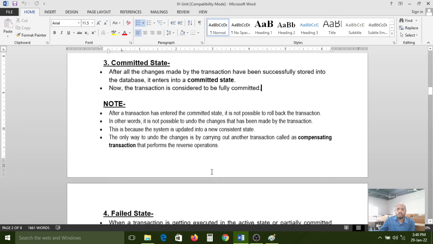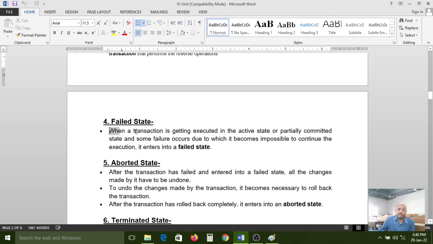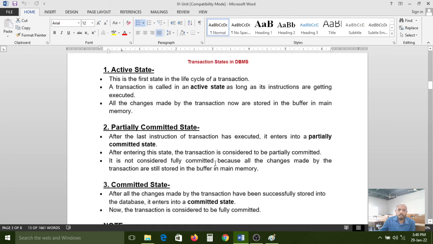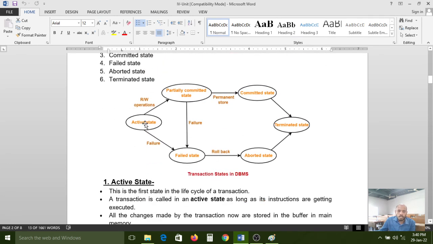Next is what? Failed state. When a transaction is getting executed in the active state or partially committed state, carefully observe this diagram. When you are in active mode, if anything wrong happens with your hardware, your device, your software or your internet connection, then it goes to the failed state because the transaction will not be successful. So the failed state can occur from the active state, and sometimes from this state onwards also.